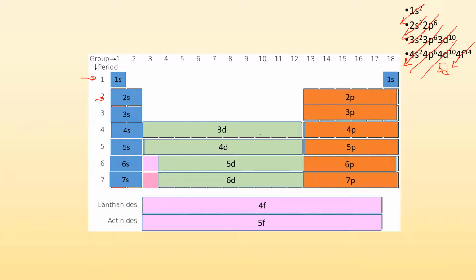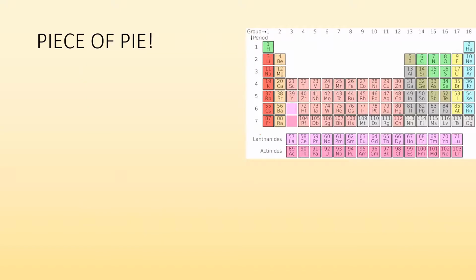And you can kind of look at where an element is on the periodic table and figure out what its electron configuration should be. Piece of pie, right? Now you see that pattern. Oh my goodness. Piece of cake or pie, whichever you prefer.